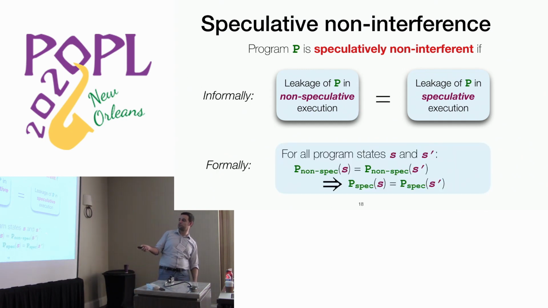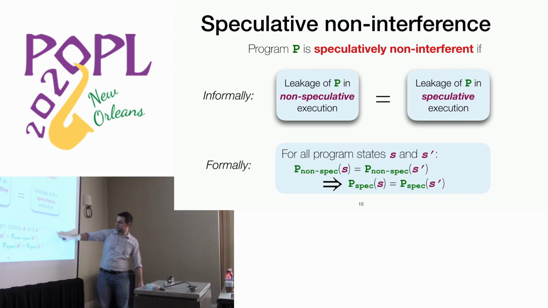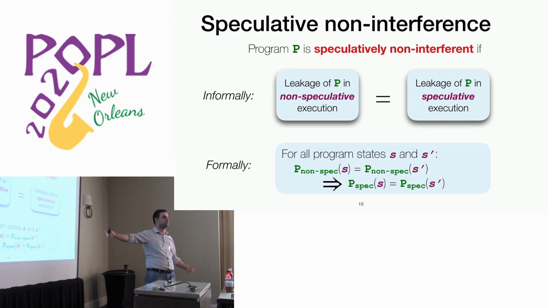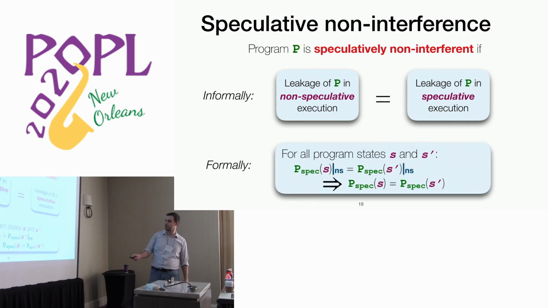You just require that for any two program states S and S prime, whenever the non-speculative traces are the same, then the speculative traces are the same as well. So what this security condition gives you is that no matter how you do speculative execution, you're not going to acquire more information from speculative execution than from executing the program without speculation. And again, you can simply do the trick and rewrite it in a way that refers only to speculative semantics.